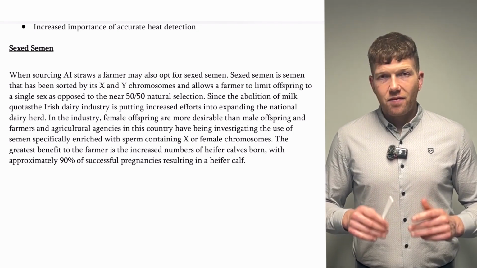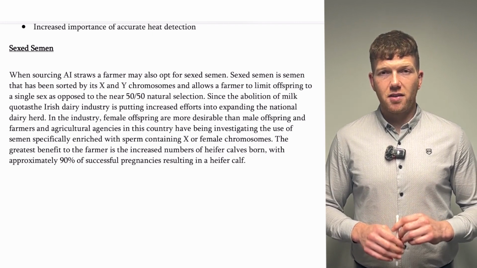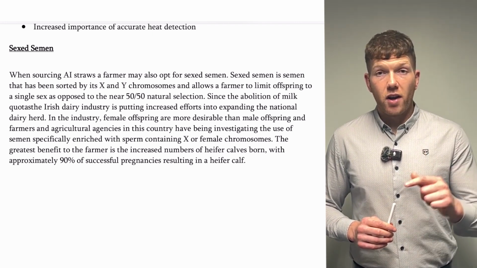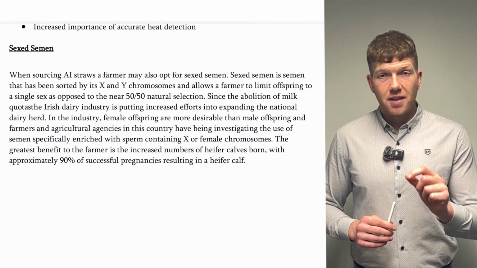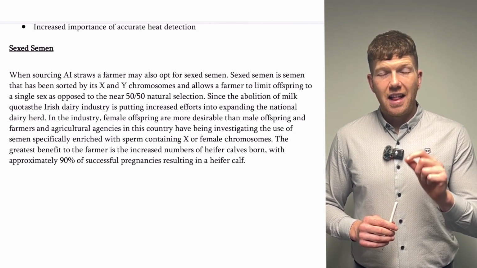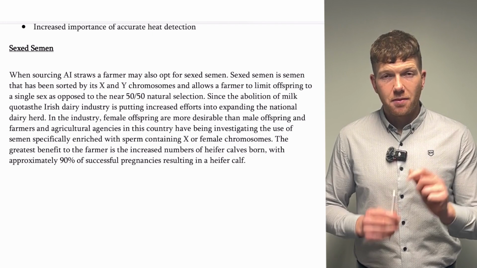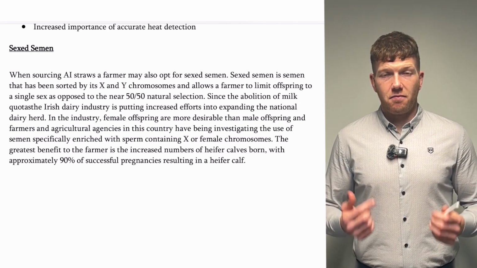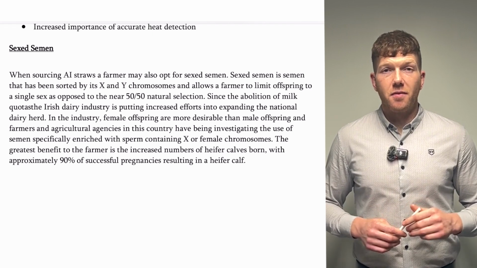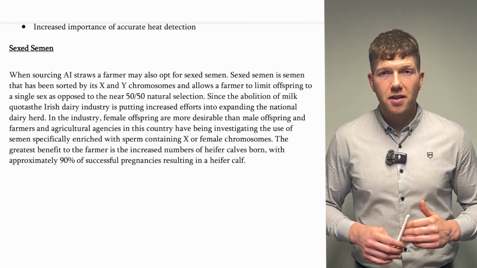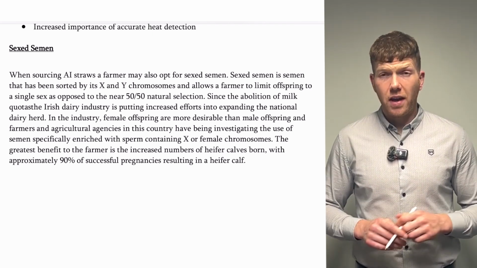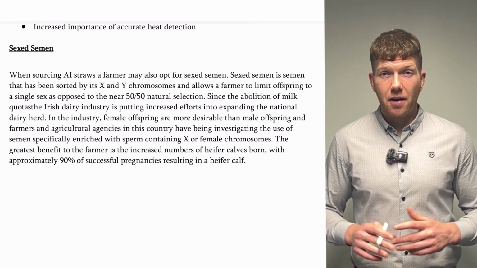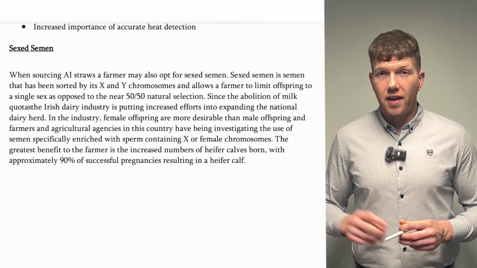But sexed semen takes away all the Y chromosomes, the male chromosomes, from the semen, from natural sperm. All those Y sperm, all the male sperm, are taken out. So now it's only the X sperm. It's the sperm that determines the sex of the offspring. So what happens now is we have all female calves. It's about 90%, so it works really well. And conception rates have improved on that as well.